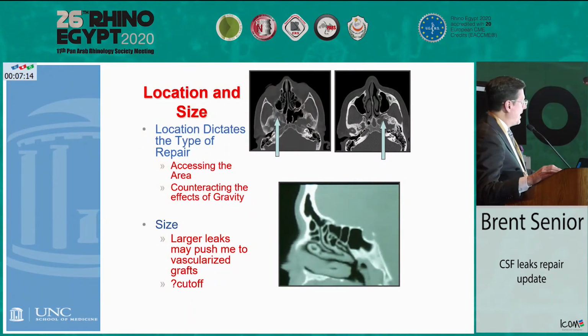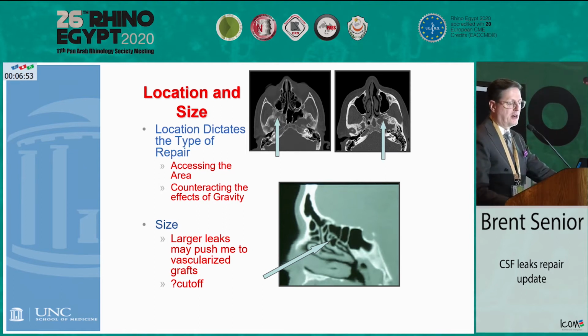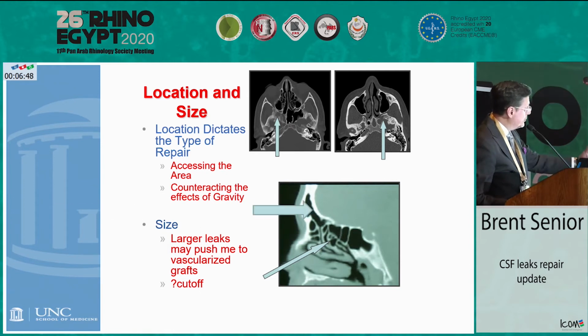The location and the size of the leak is definitely going to dictate the type of repair, both with respect to the ability to access the area, as well as, frankly, having to counteract the effects of gravity. So here you see a nice leak occurring in the region of the ethmoid there on the lower picture. You can easily access this area endoscopically, and using a graft in this area, it's fairly easy to counteract the effects of gravity.